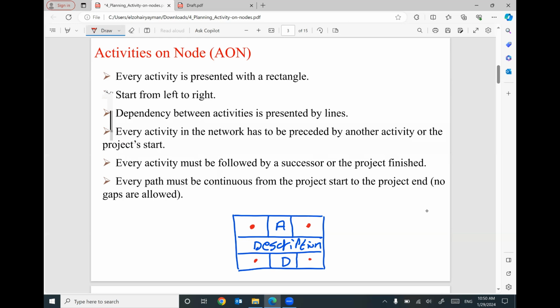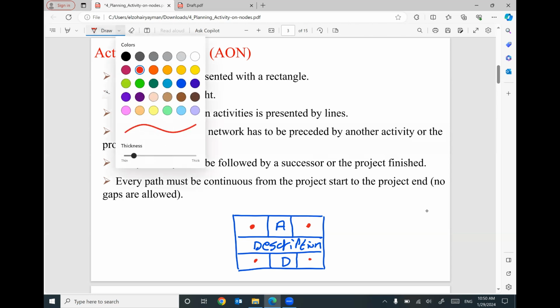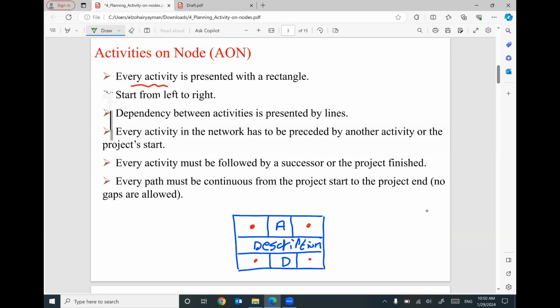But right now, every activity is presented with a rectangle. I can write the symbol for this activity, a short description for this activity, and the duration of this activity. I'm going to start from left to right, so your network will start from the left. This is the start of the project, and it will end at the right, which is the end of the project. Dependency between activities is presented by lines. I'm going to draw lines to describe the dependency, the sequence of these activities, which one will be first and which one will be second.